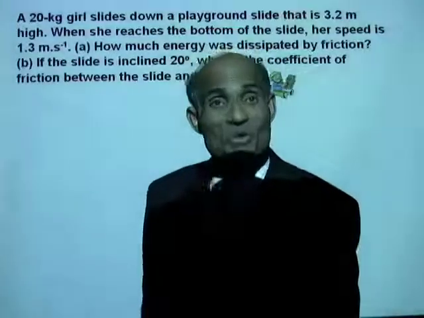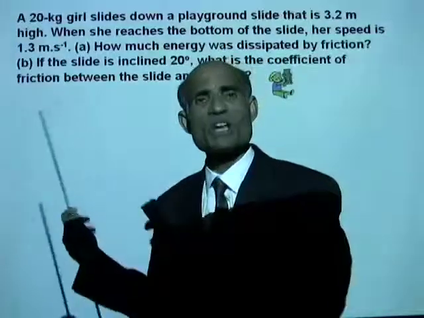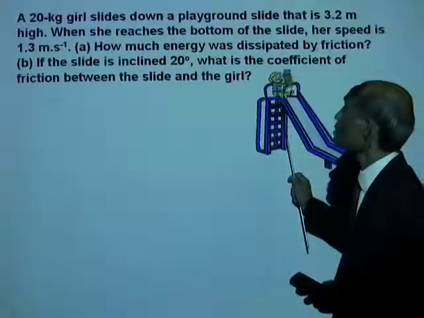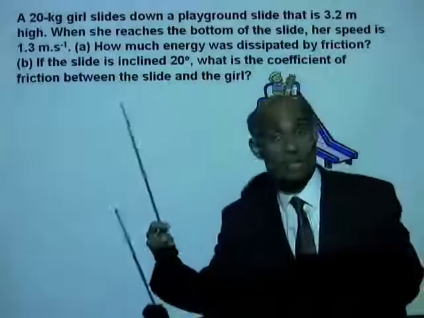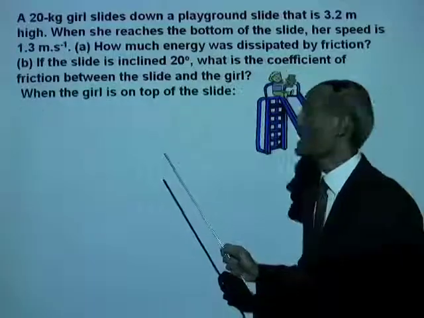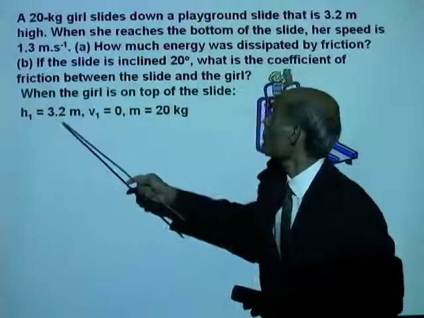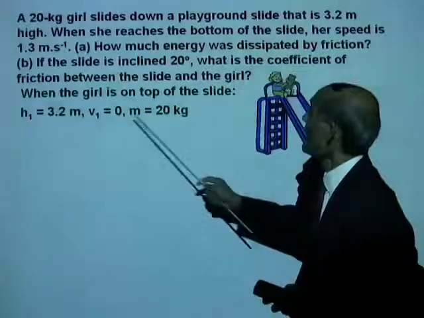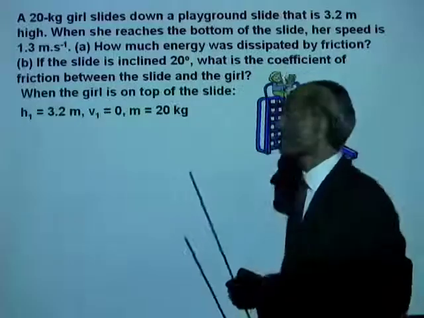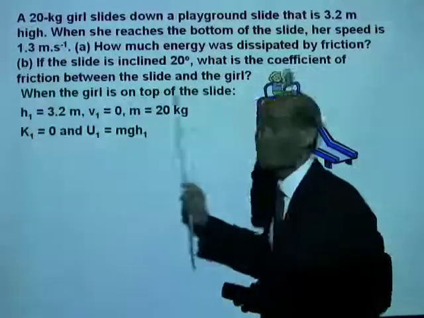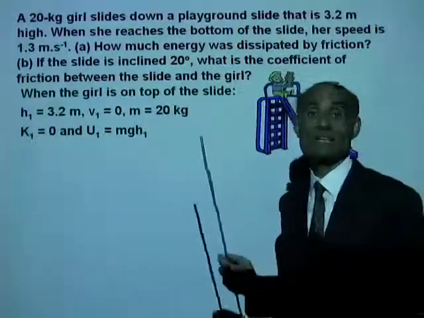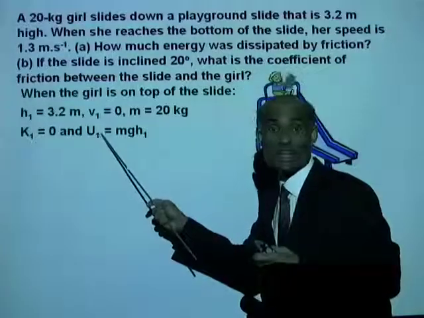It's a very nice, good question. So concentrate and see how this is done. So we have a girl on a slide sitting on top. Obviously she has potential energy. When the girl is on top of the slide, her height is 3.2 meters, and her velocity is 0, her mass is 20 kilograms. Her kinetic energy is 0. She's happily sitting there, enjoying her doll. She has no kinetic energy, but she has a potential energy.